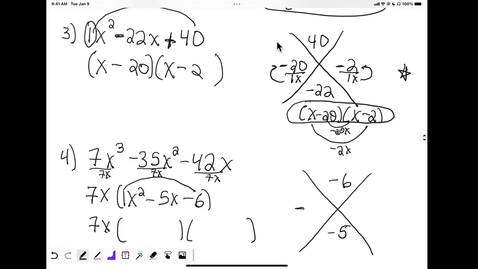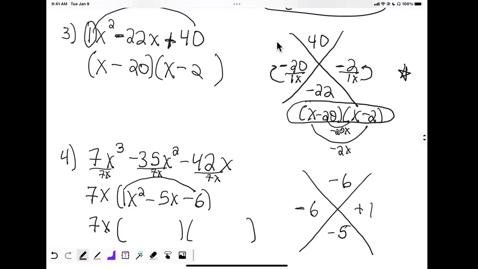Well, the only way that can be is if it's a negative and a positive, because a negative times a positive is a negative, and a negative plus a positive can be a negative, right? So what numbers will multiply to be negative 6, but I can make negative 5? That would have to be negative 6 and positive 1.